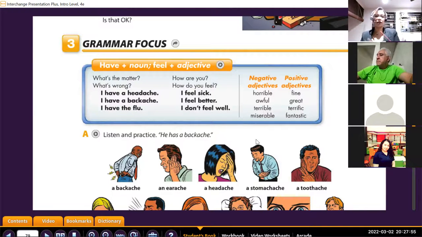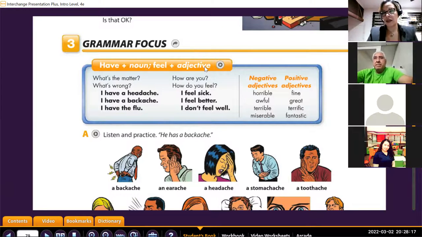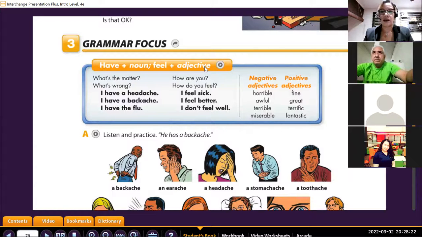Entonces, cuando queremos decir tengo un dolor de cabeza, entonces vamos a usar have. El verbo significa tener y luego el padecimiento o lo que estamos sintiendo. Feel más adjetivo. Vamos a utilizar esto, el feel, este verbo es sentir. Seguido de un adjetivo. El adjetivo es lo que describe, right? Bien, mal, terrible, miserable, fantástico. Esos son adjetivos. Y acá tenemos adjetivos que son negativos y positivos.